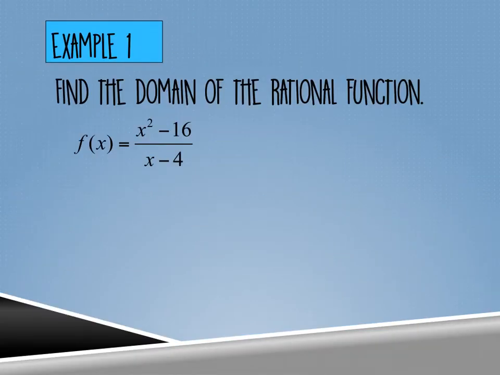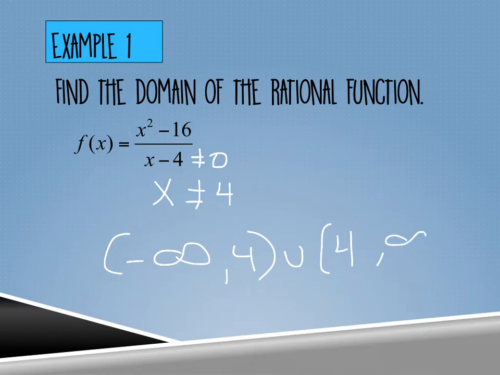So example 1 just says, find the domain of the rational function. So I'm looking at this function and recognizing that there's what going on here? There's a variable in the denominator, which means set the denominator not equal to 0. And I get x cannot equal 4. So the domain is negative infinity to 4, union 4 to positive infinity. So all real numbers except for 4. In a minute, we're going to look at what to do with this before we get to there. But for right now, we're focusing on just the denominator.